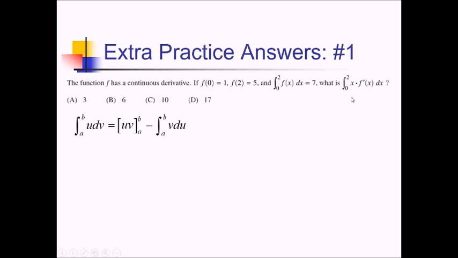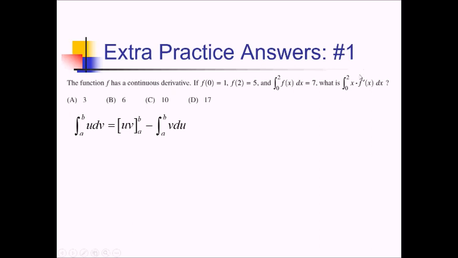Now, in general, the philosophy here is we want u to be something that I don't mind taking the derivative of, and dv to be something I don't mind taking the antiderivative of. Well, I could take the antiderivative or the derivative of x, but f double prime, there's really only one way to go with the information they gave us. We know nothing about f double prime. We do know a little bit about f.